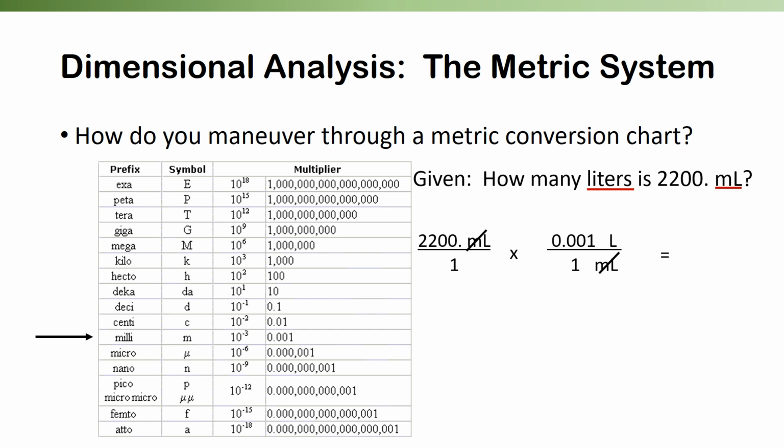Now multiplying the numerators, we had 2200 times 0.001 liters, and in the denominator we have 1 times 1, so our answer is going to be 2.200 liters over 1. And we can further reduce this to simply 2.200 liters. Keeping all of those zeros in place because we were given a value that was significant to 4 digits, and I'm keeping my answer significant to 4 digits as well.